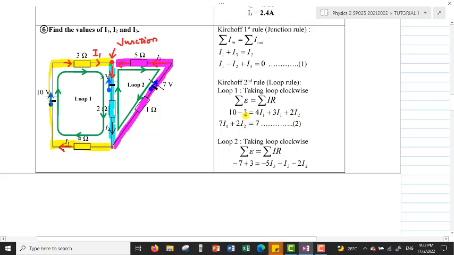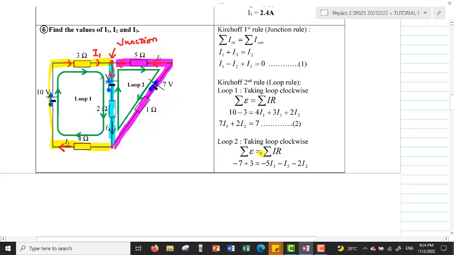So we simplify it. We have 4 plus 3, 7 I1 plus 2 I2, equal to 10 minus 3, we get 7. So this will be our second equation. Then we are going to consider loop 2 on the right hand side. Then we are going to travel in the closed loop in the clockwise direction.